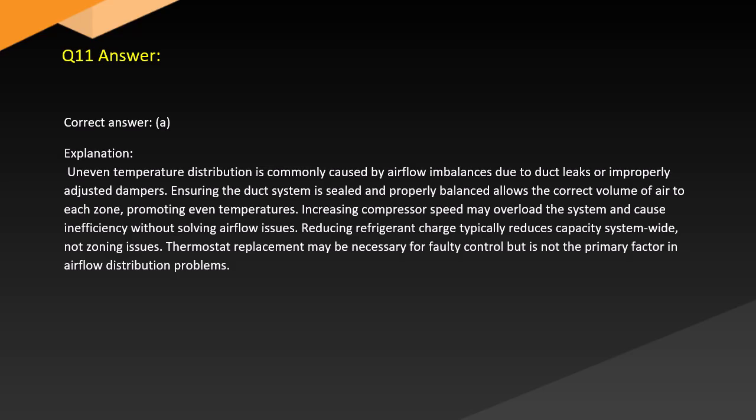Increasing compressor speed may overload the system and cause inefficiency without solving airflow issues. Reducing refrigerant charge typically reduces system capacity, not zoning issues. Thermostat replacement may be necessary for faulty control, but is not the primary factor in airflow distribution problems.